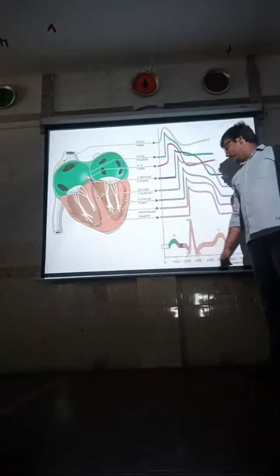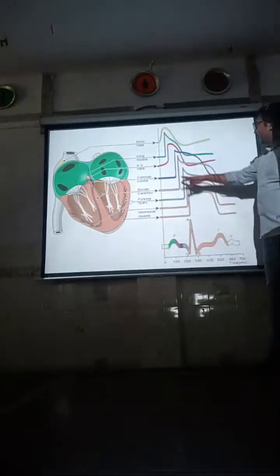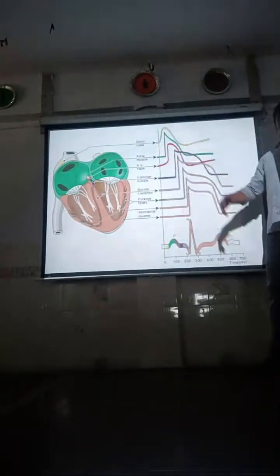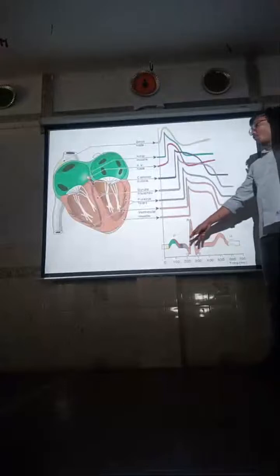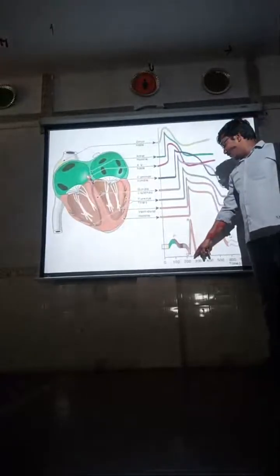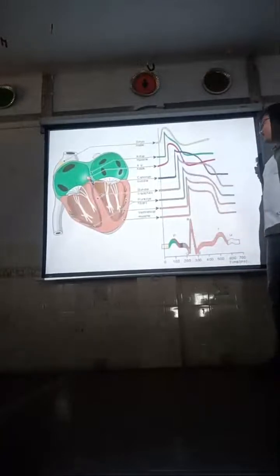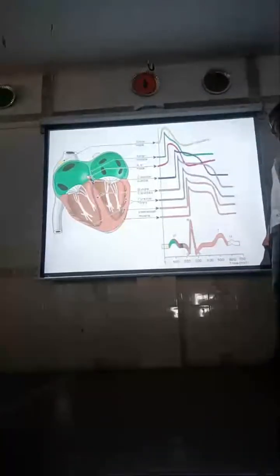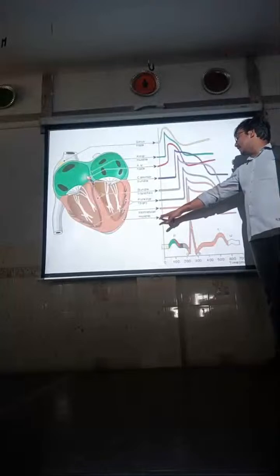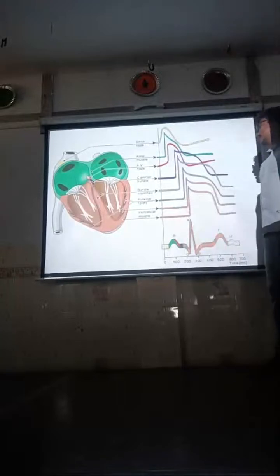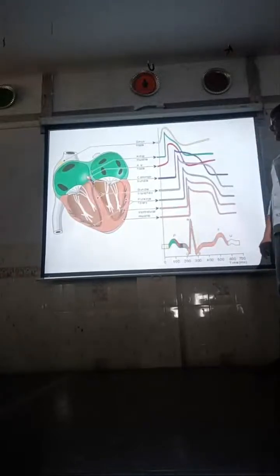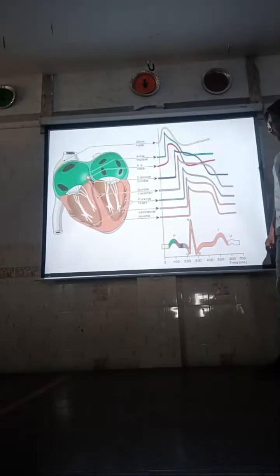Now, here if you see, the AV node is activated. So, at what time is the AV node activated? Now, again, the QRS complex is starting. So, when is the QRS complex actually started? The QRS complex starts with the ventricular muscle excitation. Ventricular muscle? Yes or no?